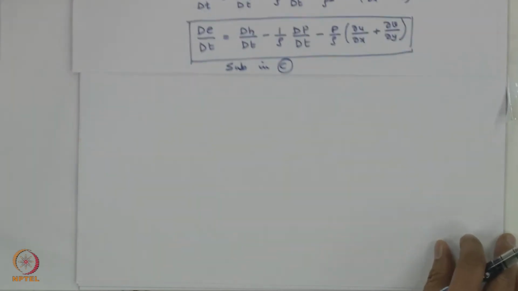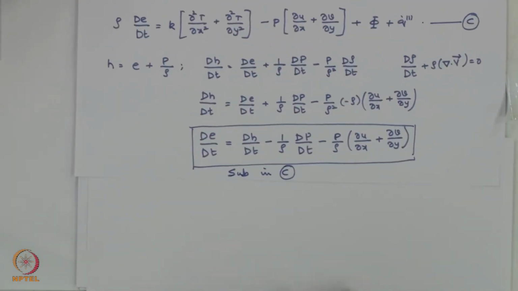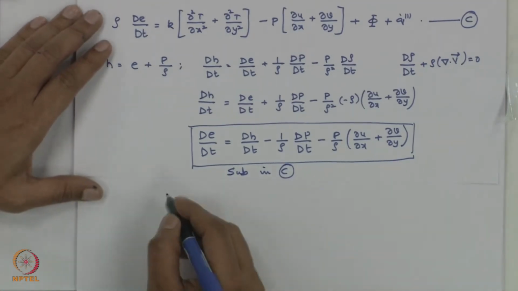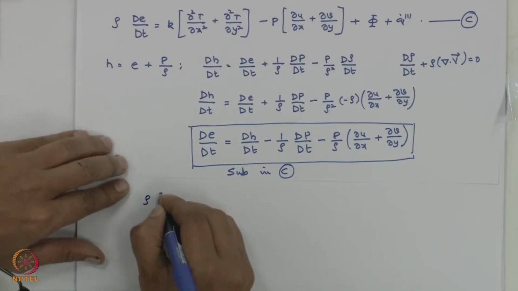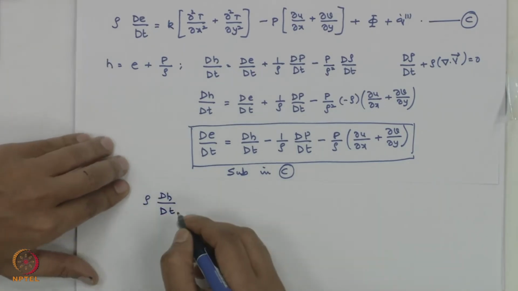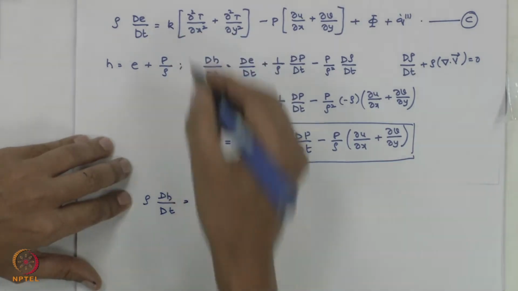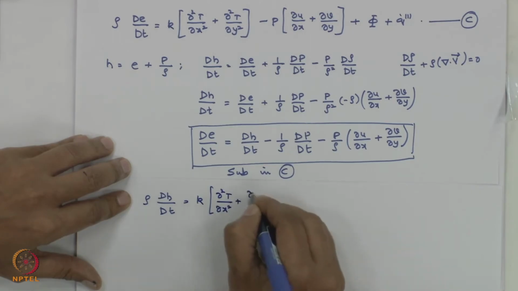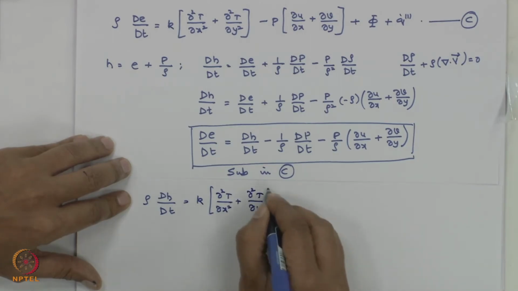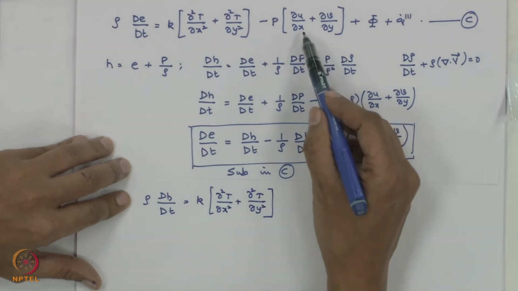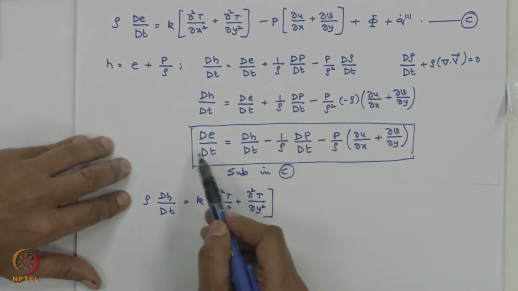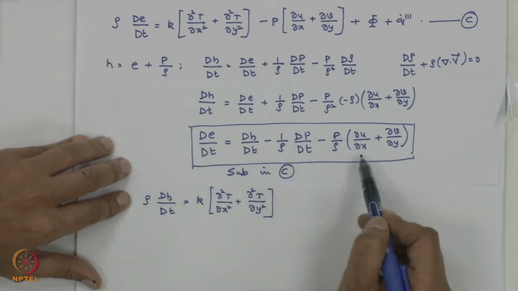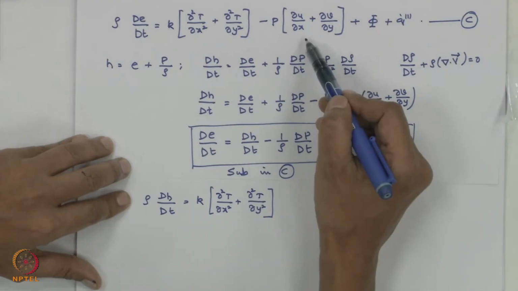So, what will I get? Substituting in C, I get rho dH by dt equal to k times del squared T by del x squared plus del squared T by del y squared. Now, you see this term and this term get cancelled out. Remember, I am multiplying with rho. So if I have multiplied with rho, I will have only minus P times del u by del x plus del v by del y, which will get cancelled out with this term.